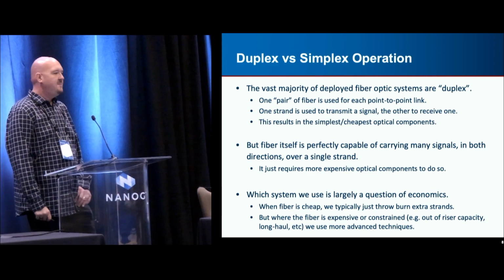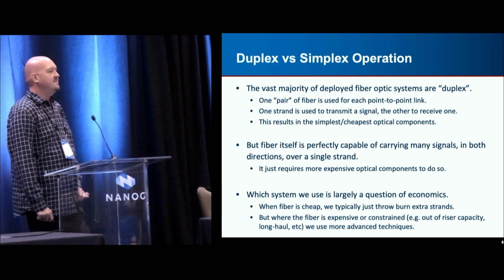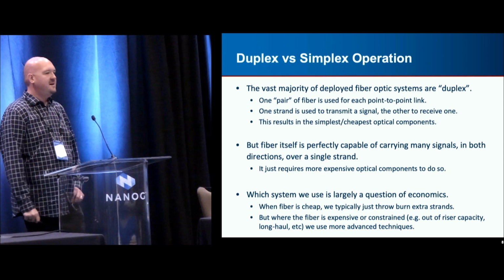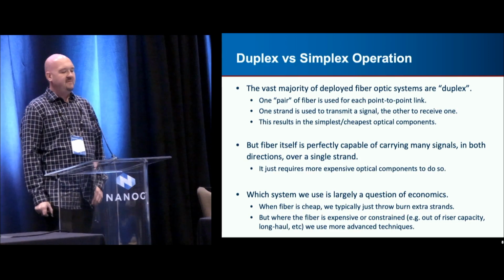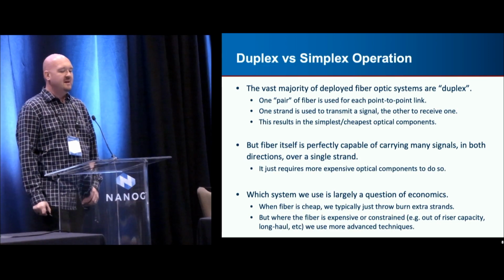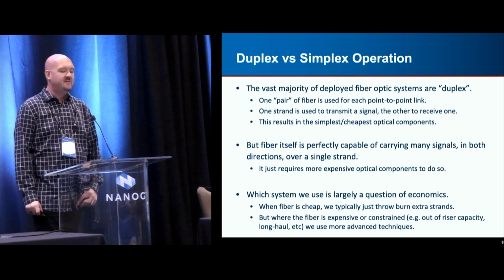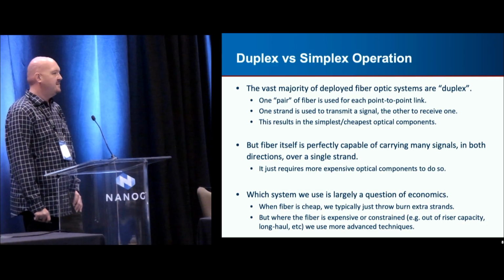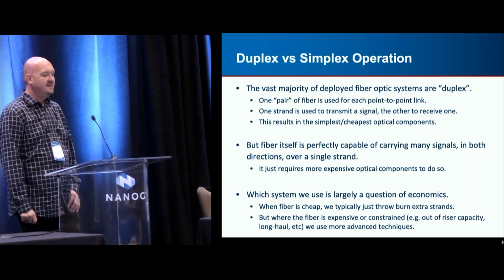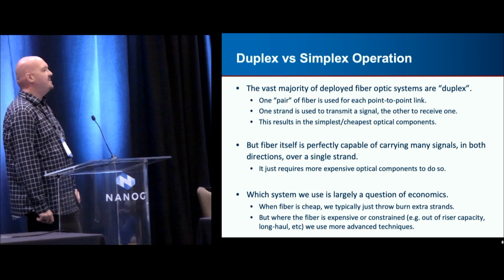Fiber is typically used in what's called a duplex system. So the most common deployments you'll see out there use 2 strands of fiber, one for transmit, one for receive, in each different direction. That's the simplest, cheapest optical system that's out there. But the fiber itself is actually perfectly capable of carrying many different signals in both directions simultaneously. It just requires more expensive optical components to do so.